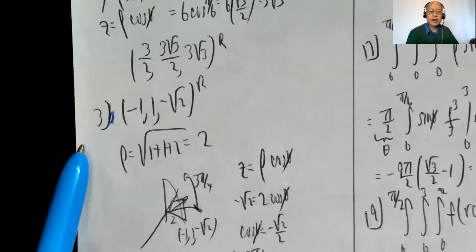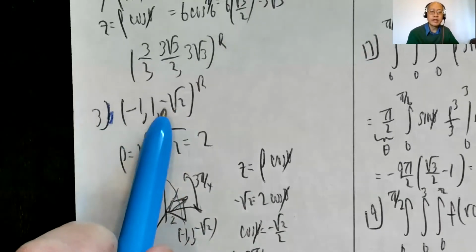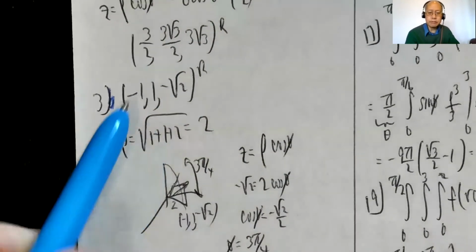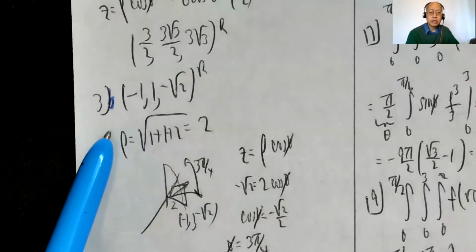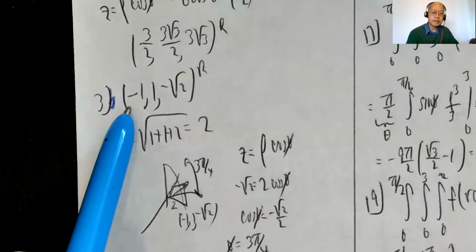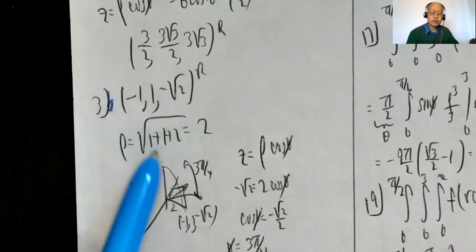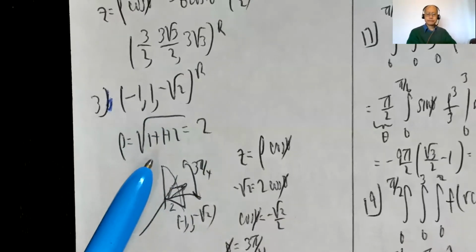All right, 3a, we're going the other way. Here's your rectangular coordinate system, -1, 1, negative radical 2. What is it in spherical coordinates? Okay, the easiest thing to do is to find rho. So rho squared is x squared plus y squared plus z squared. So I want the square root of -1 squared is 1, 1 squared is 1, negative radical 2 squared is 2. Add them up and you get the square root of 4, which is 2. So rho is 2.